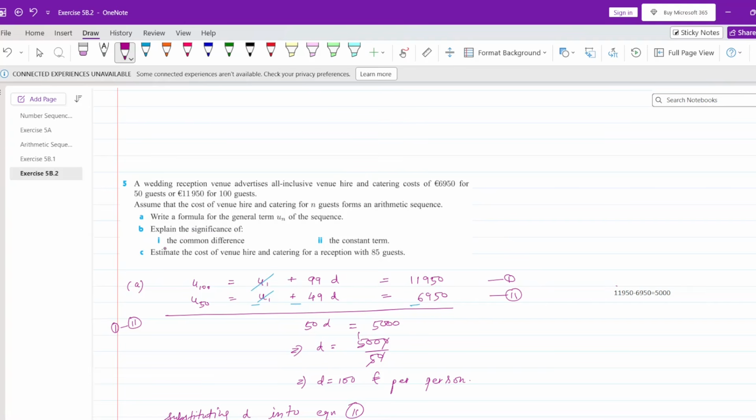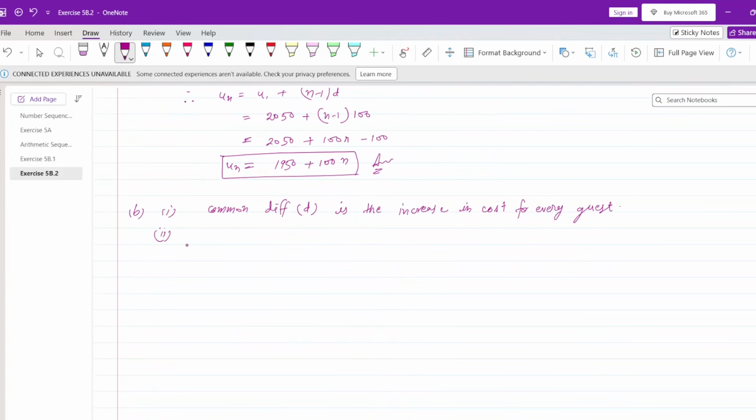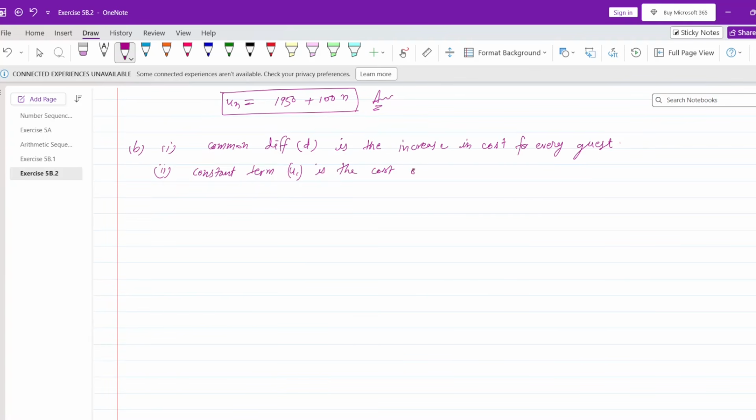Explain the significance of the common difference. So the common difference d is the increase in cost for every person or every guest. The constant term u1 is the cost of venue hire.